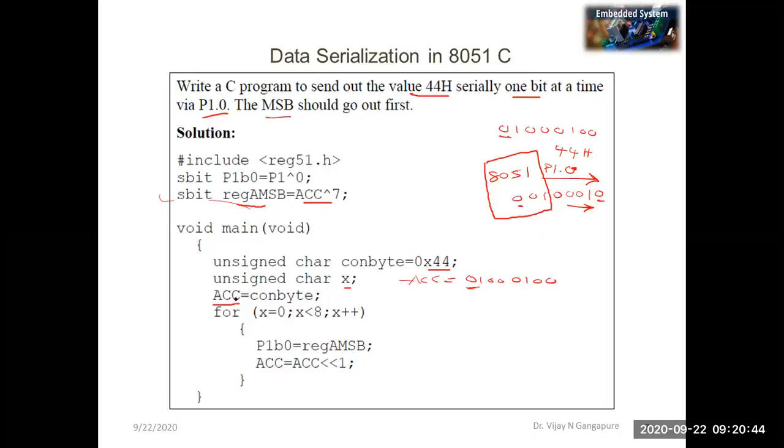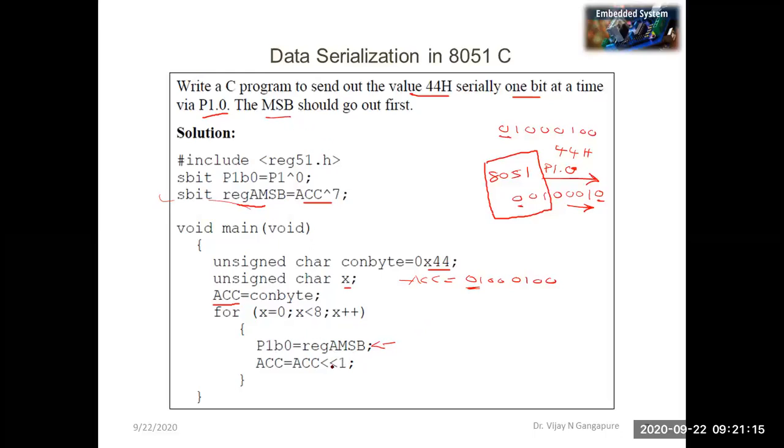Now what is in the accumulator? In the accumulator we have 44H, that is the data byte to be transmitted serially on pin number 0 of port 1. Out of these 8 bits, first the MSB I am putting on pin number 0 of port 1 by using this statement. Means first I have outputted the MSB of this data 44H, that is 0. And that is as asked, we should output the MSB first.